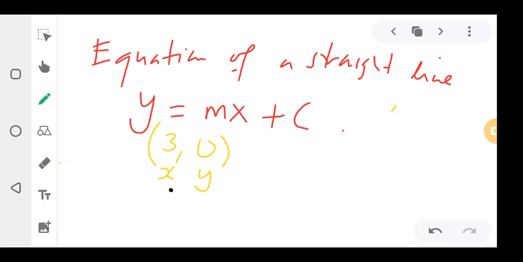So have you seen my x here? It's 3. And my y here, it is 0.